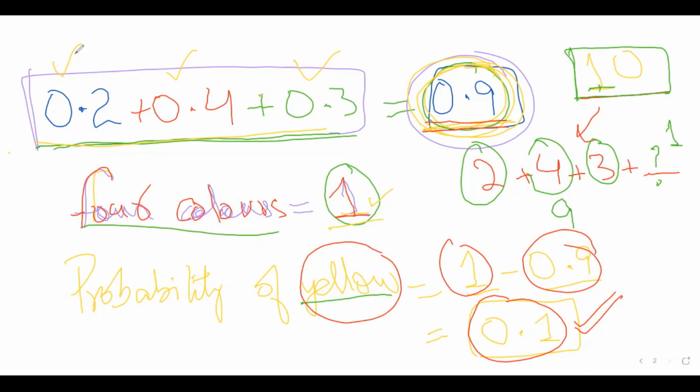Likewise, we have subtracted 9 from 10 because we have 10 rupees. 9 are of 3 chocolates. And what will be the cost of the last chocolate? We will simply subtract 9 from 10. Similarly, the total probability was 1. The probability of 3 colors is 0.9. So what will be the probability of the last color? 1 minus 0.9.